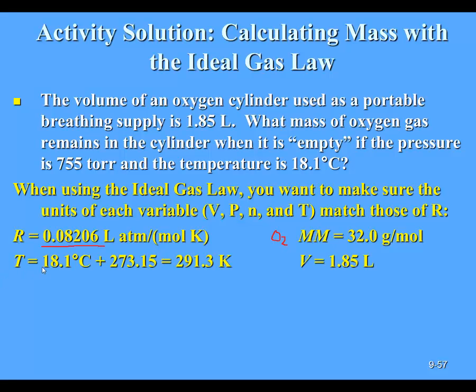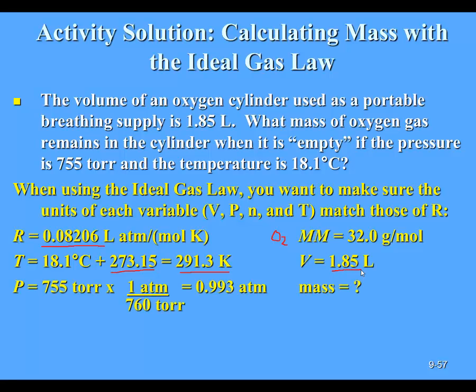We also have a temperature that was 18.1 Celsius. We convert that to Kelvin by adding 273.15. We end up with 291.3 Kelvin under that temperature. And we end up with a volume for the cylinder that was defined as 1.85 liters. Now, my pressure was 755 torr. We need to convert from torr to atmospheres to match the units on the gas law constant. So I divide by 760 torr for every 1 atmosphere. We're going to end up with 0.993 atmospheres for our pressure.